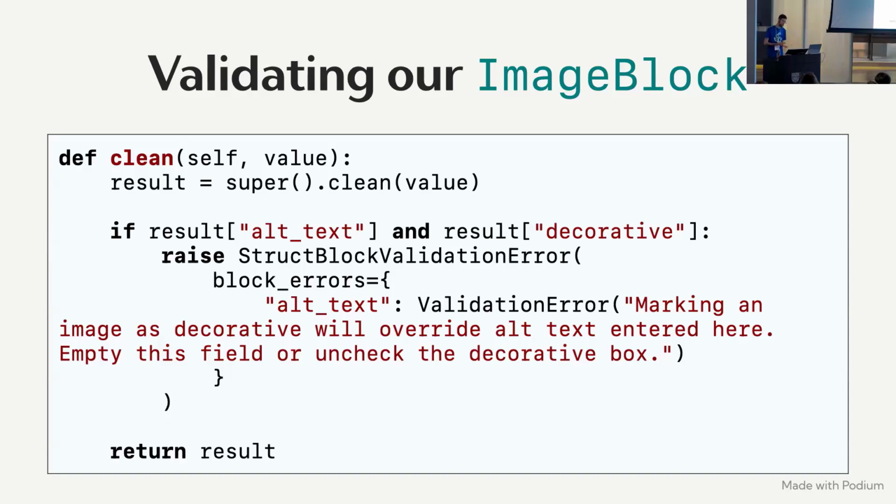Struct block validation error also has a non-block errors argument in case you also, or instead, want to pass errors to be applied to the struct block as a whole rather than an individual child block. If no errors were raised, then everything is happy and we can return the valid result.